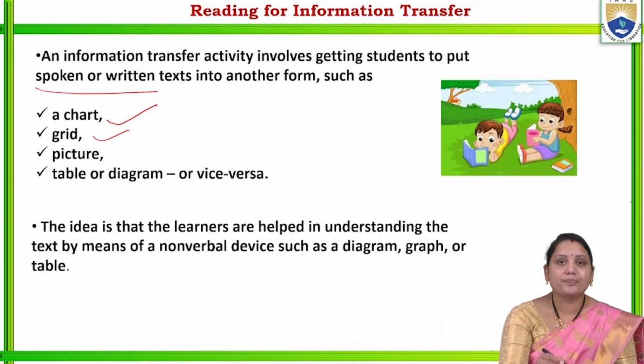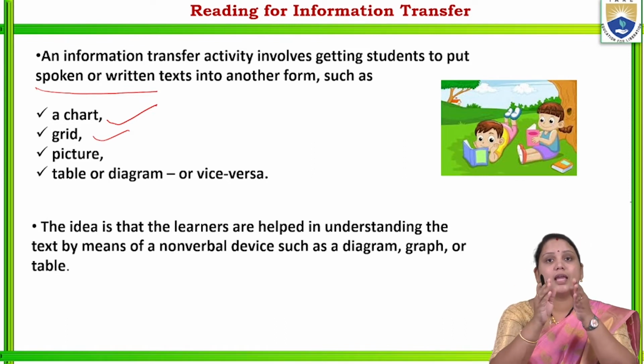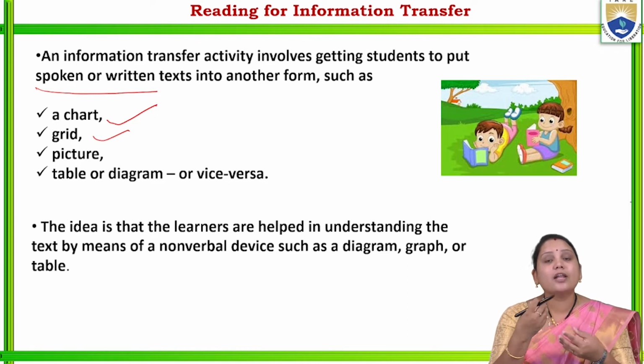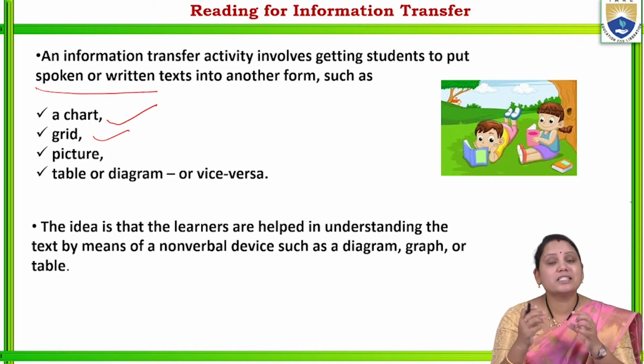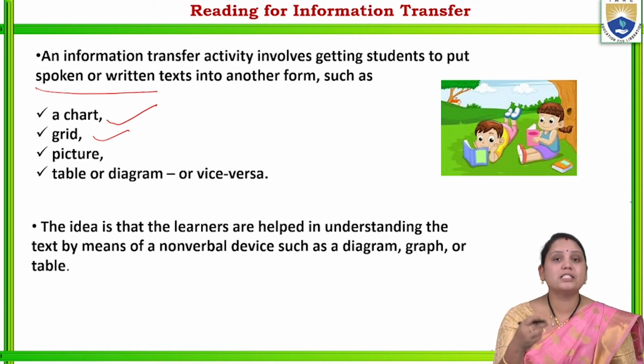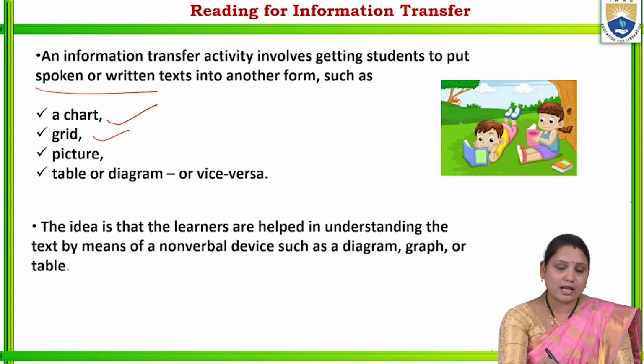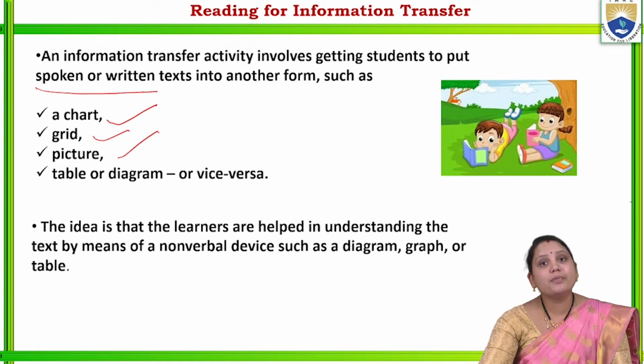Next come grids. Grids are boxes. We tend to make boxes and try to specify information at particular places to hint at its speciality, to show that this particular information is very important in this regard. Next come pictures. It can be your diagrams, it can be any kind of picture which will motivate you to learn that particular text. Next, tables or diagrams. You are going to use tables, you are going to use diagrams, vice versa.